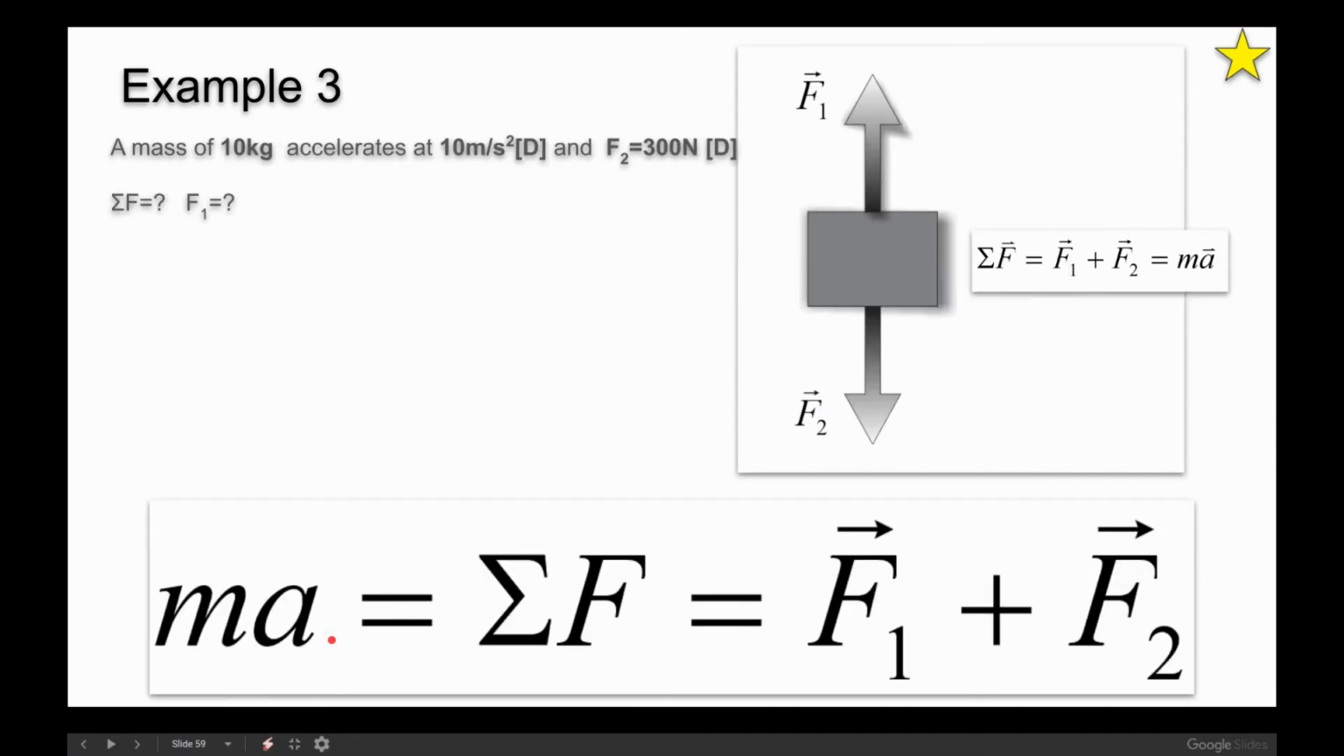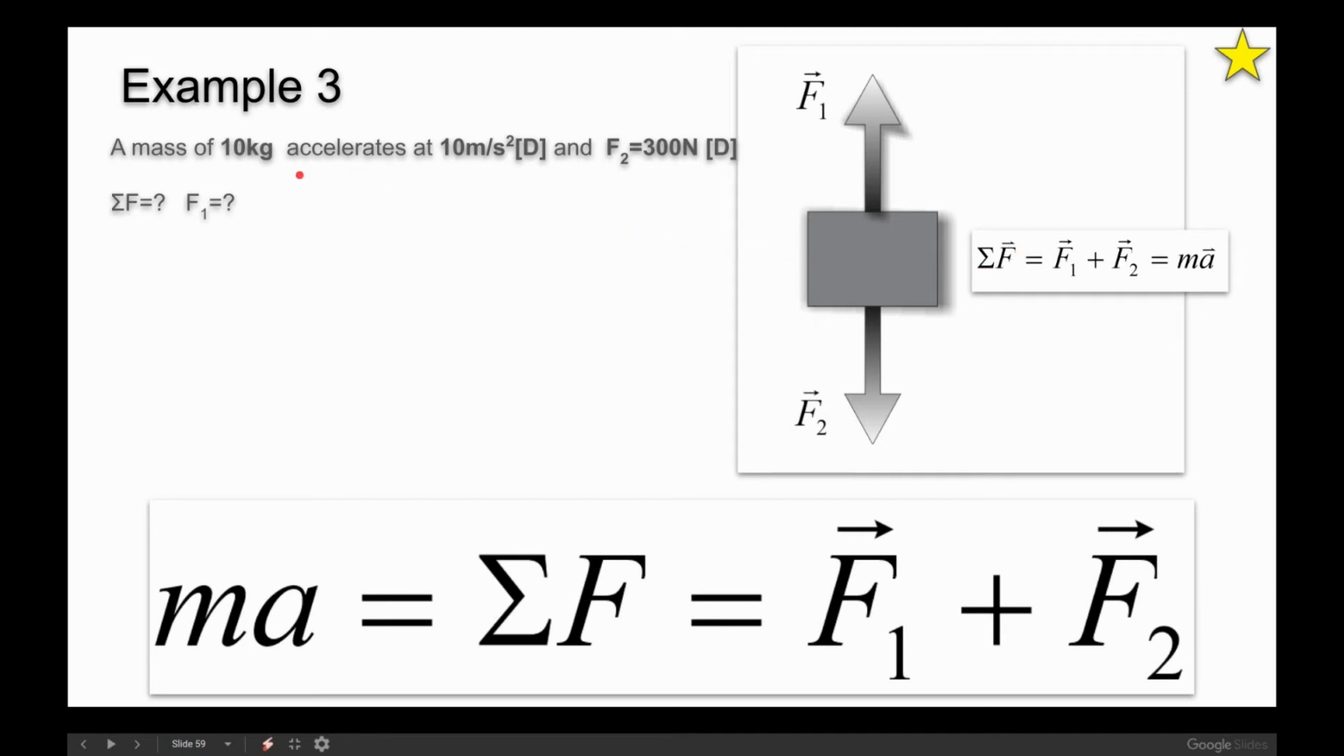Here's a third example. A mass of 10 kilograms accelerates at 10 meters per second squared down, and the second force, F2, is 300 newtons down. So what's your total force and what's F1? Now you're not calculating acceleration, you were given the acceleration. So you're not setting up a equals F over m, you're going to use F equals ma. But we need to add up the individual forces first to get this.